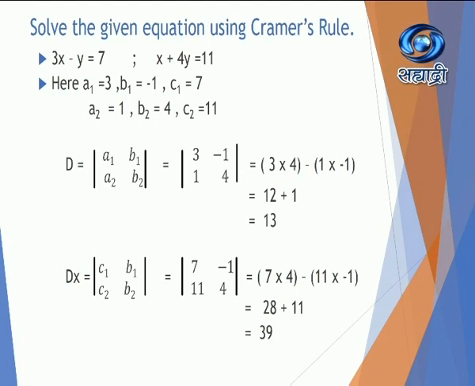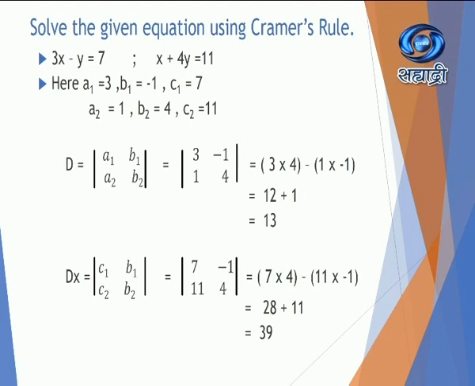Now first we will find the value of the D determinant, that is a1 b1 and a2 b2. So if you substitute the values, that will be 3, minus 1, and 1, 4. Cross multiply, that is 3 multiplied by 4 minus 1 multiplied by minus 1. So 3 multiplied by 4 is 12. 1 multiplied by minus 1 is minus 1. But as the negative sign is outside the bracket also, it becomes a positive number, and therefore 12 plus 1 is 13. So the value for D we get is 13.